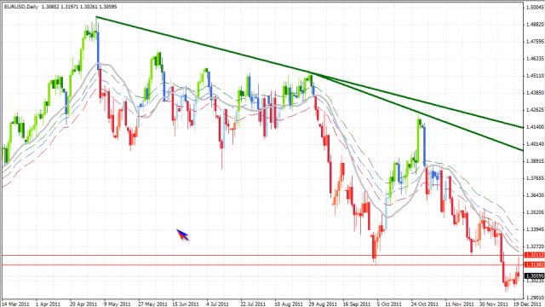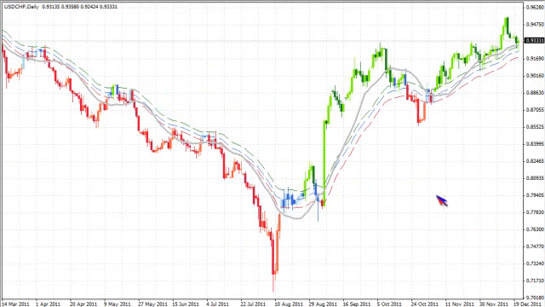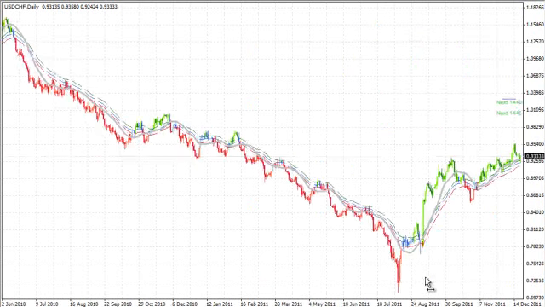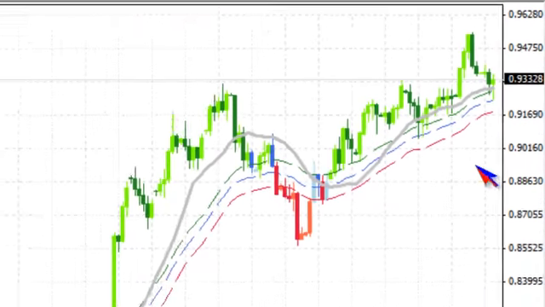Let's move on to another pair. Let's go to basically what is the antithesis of this pair, and that would be the Swissy. So here is the US dollar Swiss franc moving up higher. The angle of the 34 EMA wave isn't the steepest I've ever seen, but it qualifies enough to be an uptrend, kind of a shallow 2 o'clock uptrend.